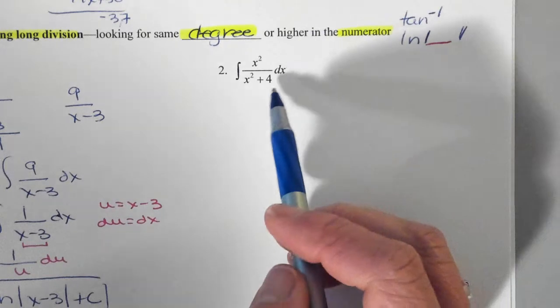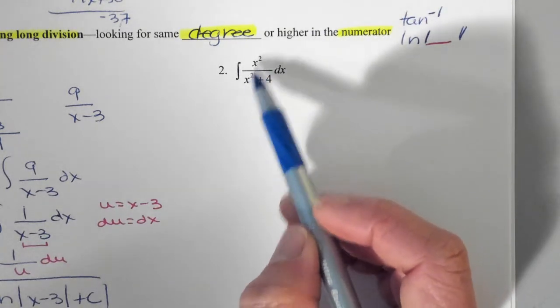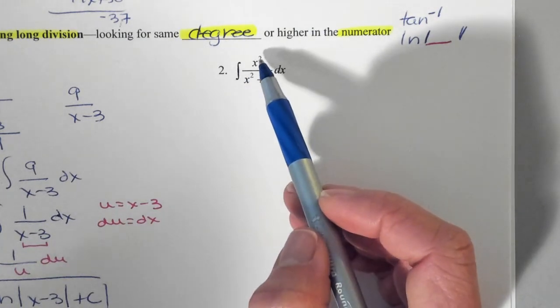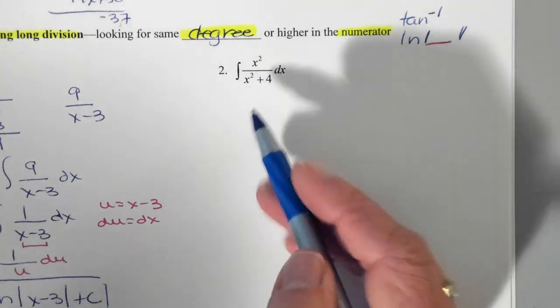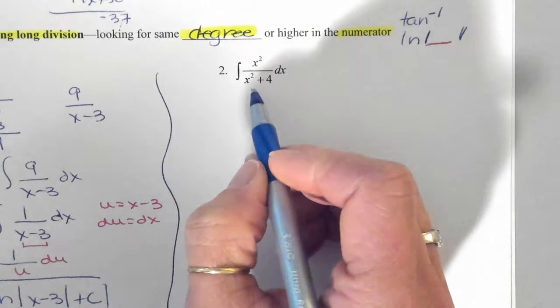Okay, let's take a look at this second one. So here again, I'm still looking for my degree. In the top, the degree should be the same or higher as the bottom. Okay, so I'm good. So what I'm going to do is I'm going to set this up.